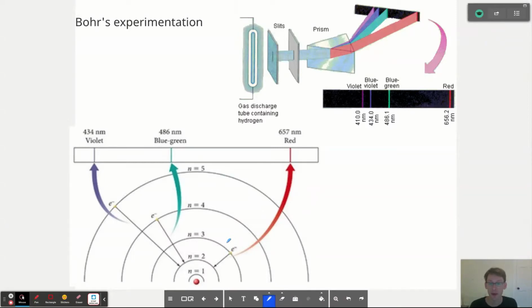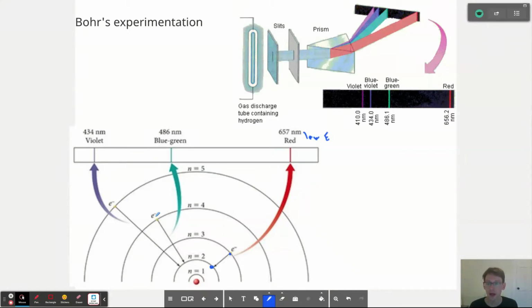For example, if an electron was in the third shell and dropped down to the second shell, that is not a very big gap. That's a low energy change. And so the light that was released going from the third shell down to the second had a wavelength of 657 nanometers, which is a long wavelength, meaning low energy. And that is very much consistent with the fact that we're only going from the third down to the second shell.